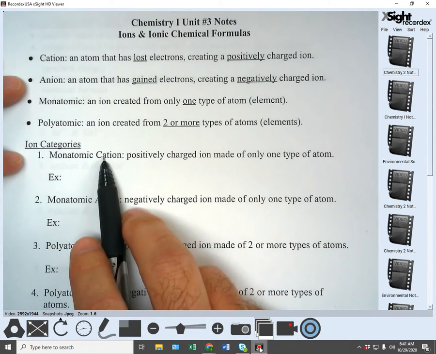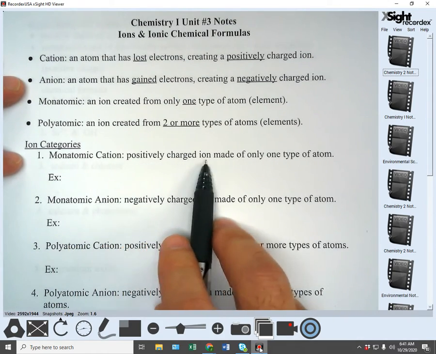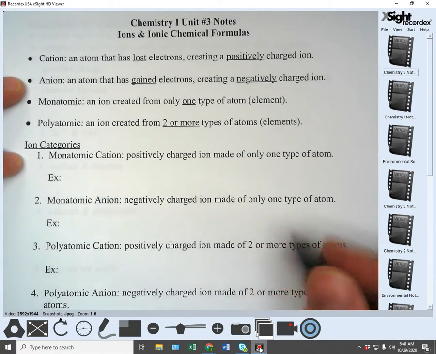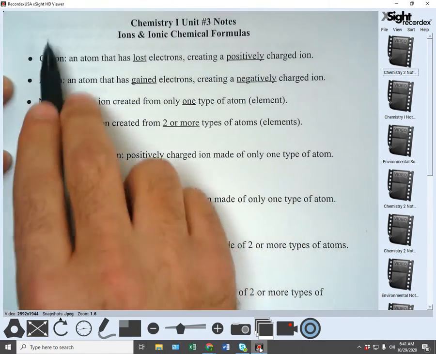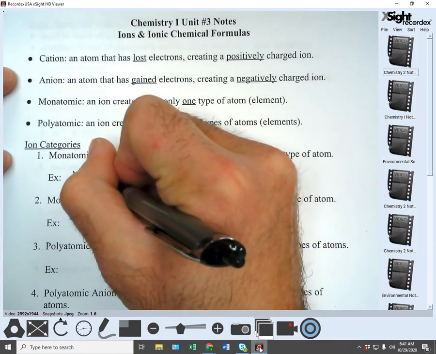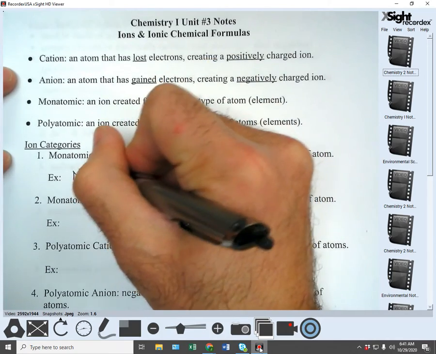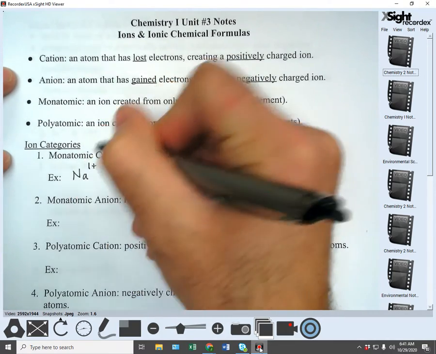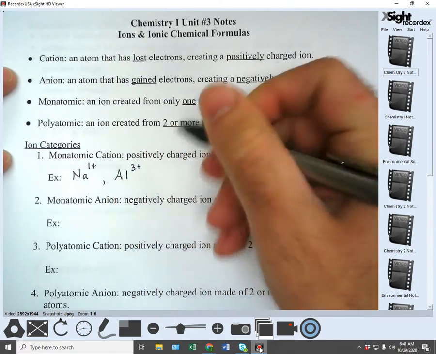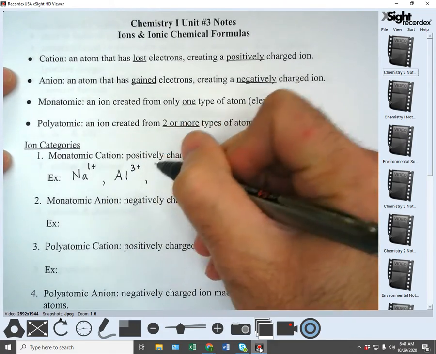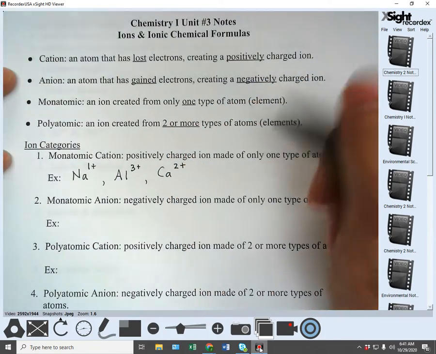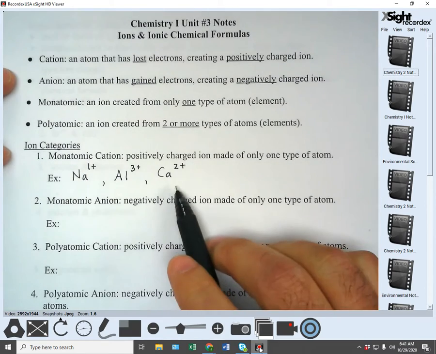So a monatomic cation is a positively charged ion made of only one type of atom. So it's a combination of monatomic and cation. So examples of this would be like Na+1, aluminum Al3+, calcium. So there's a bunch of them.